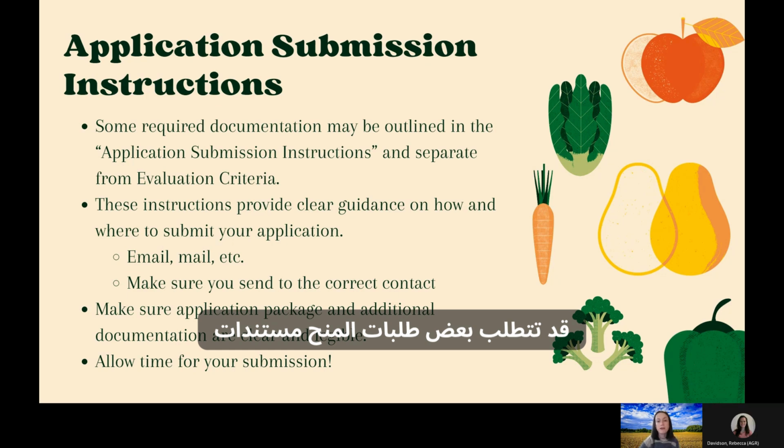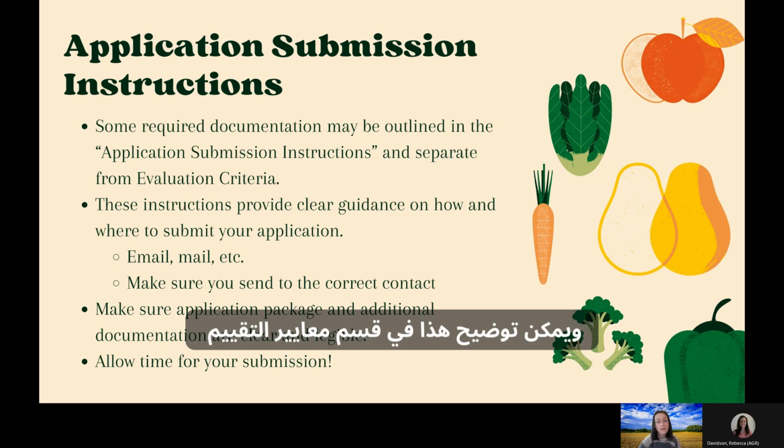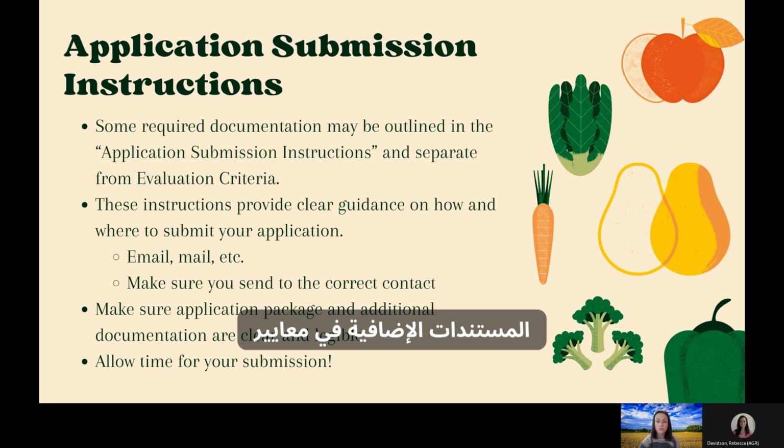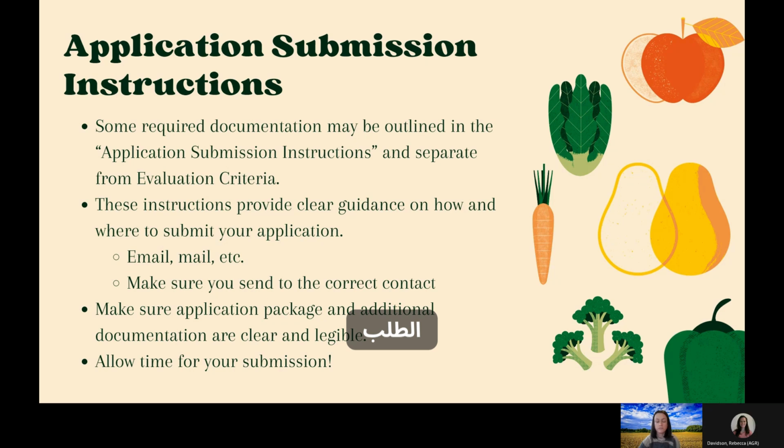Some grant applications may require extra documentation beyond just filling out the application template, like proof of permits, resumes, maps, etc. And keeping track of all of that may be difficult. This may be outlined in the evaluation criteria section, but sometimes additional documentation requirements may not be included in the evaluation criteria and instead are outlined in the application submission instructions section.